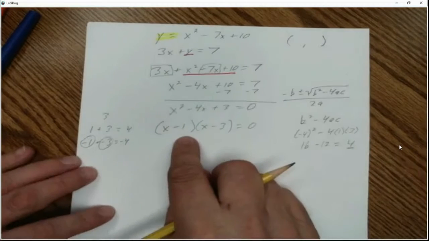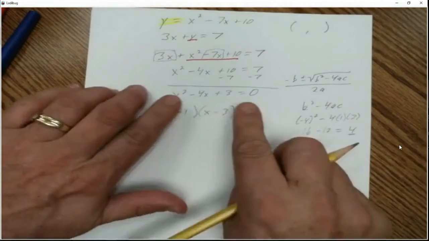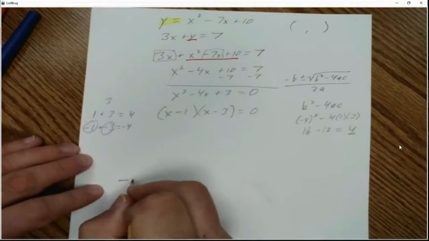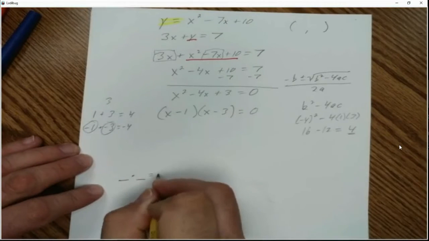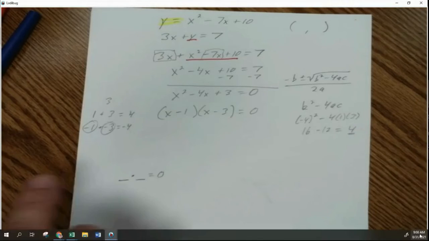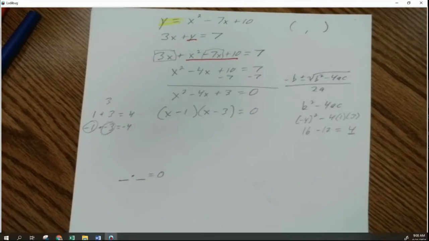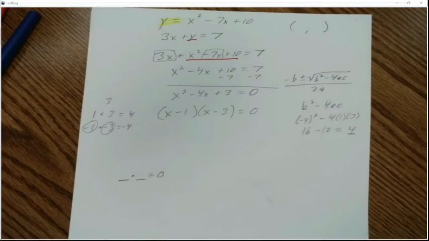So let me ask you, if I have two numbers, so this is a number and this is a number, this number times this number, and it equals 0. What do we know about these numbers? Somebody turn on the microphone or type it in chat. Let me know. What do we know about those two numbers if we're taking these two numbers, multiplying them, and they equal 0? Anybody?